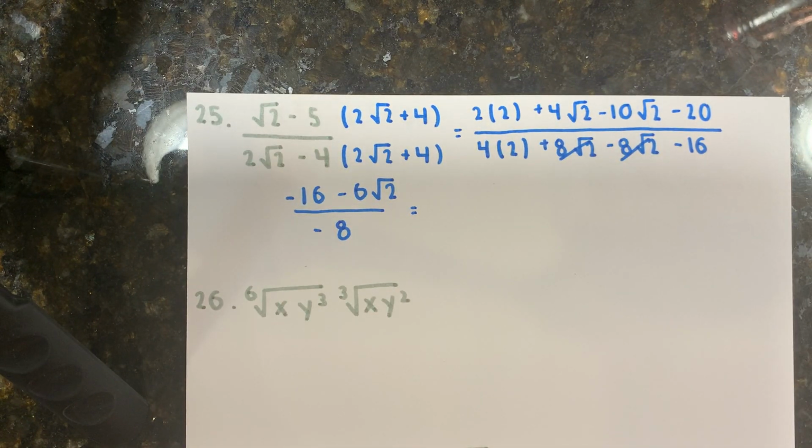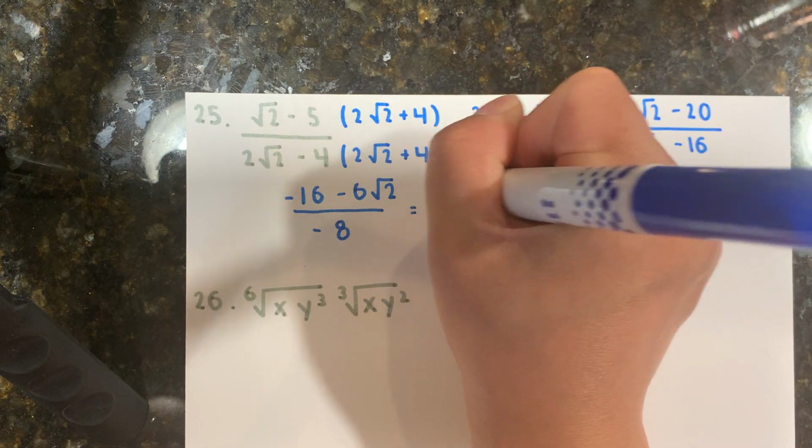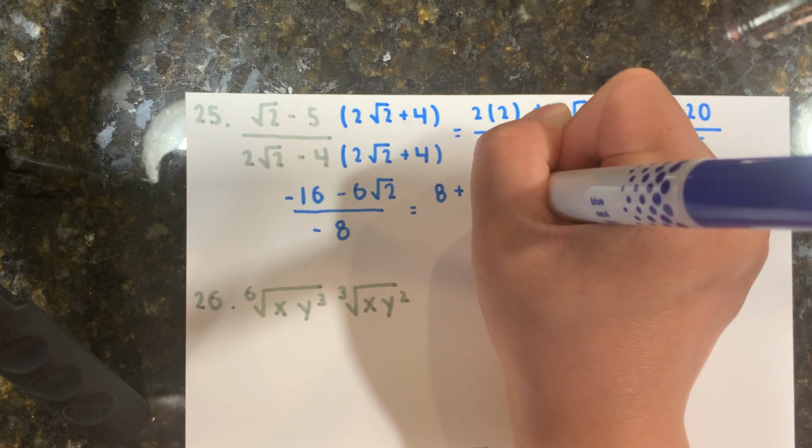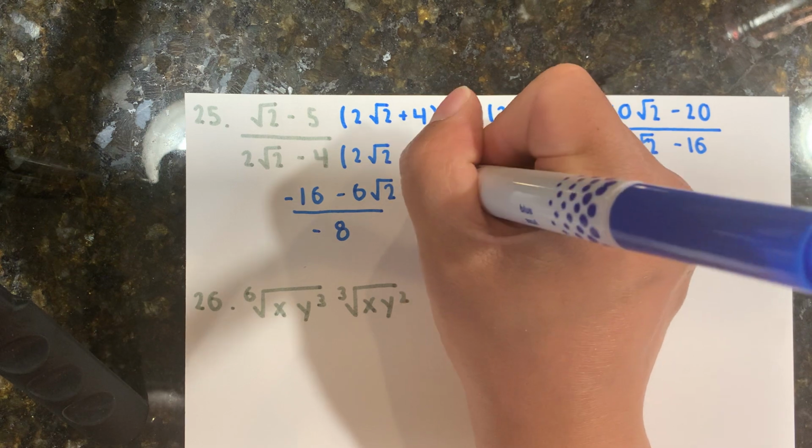Now all of those are negative and they're all divisible by 2. So my answer is going to be 8 plus 3 root 2 all over 4, unless you were to split it.